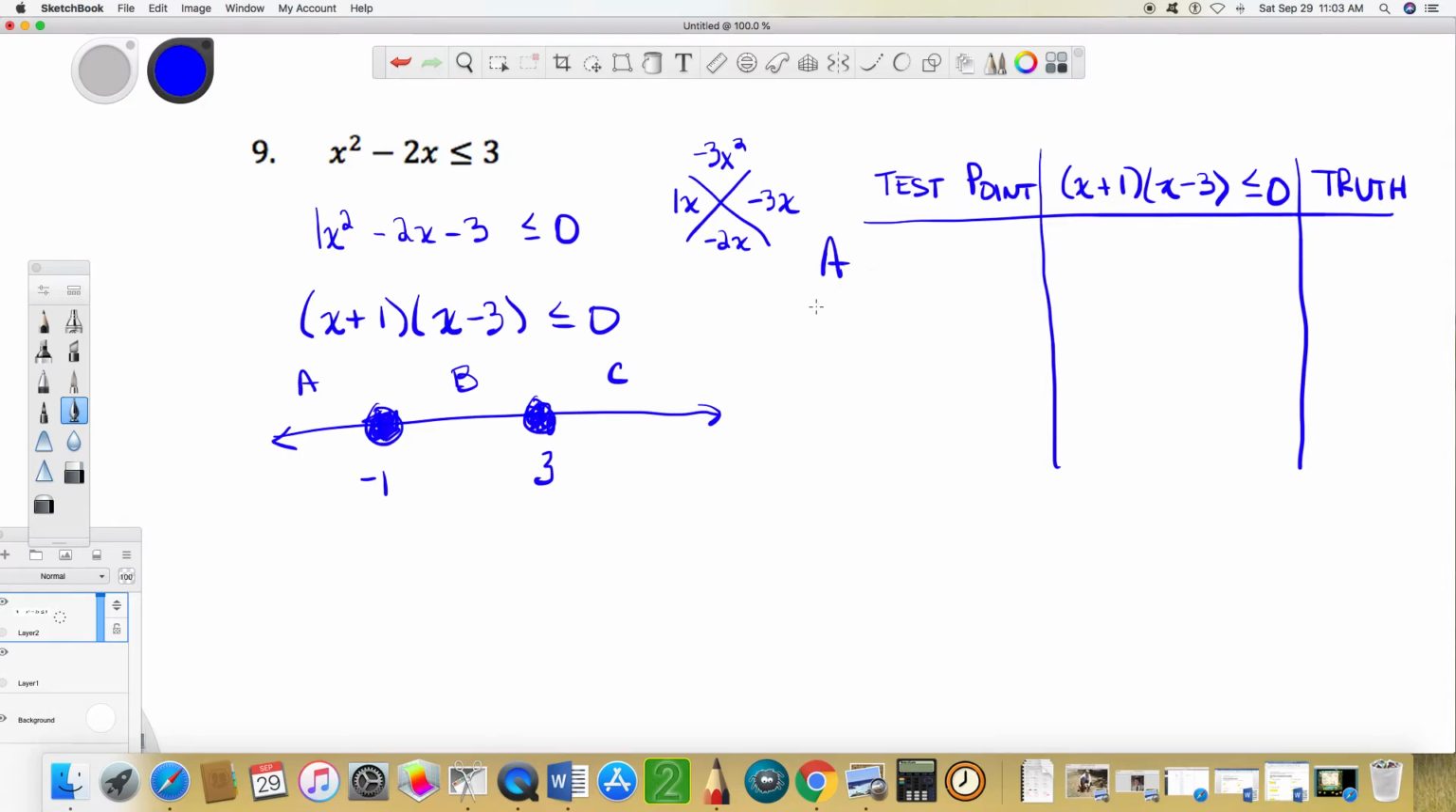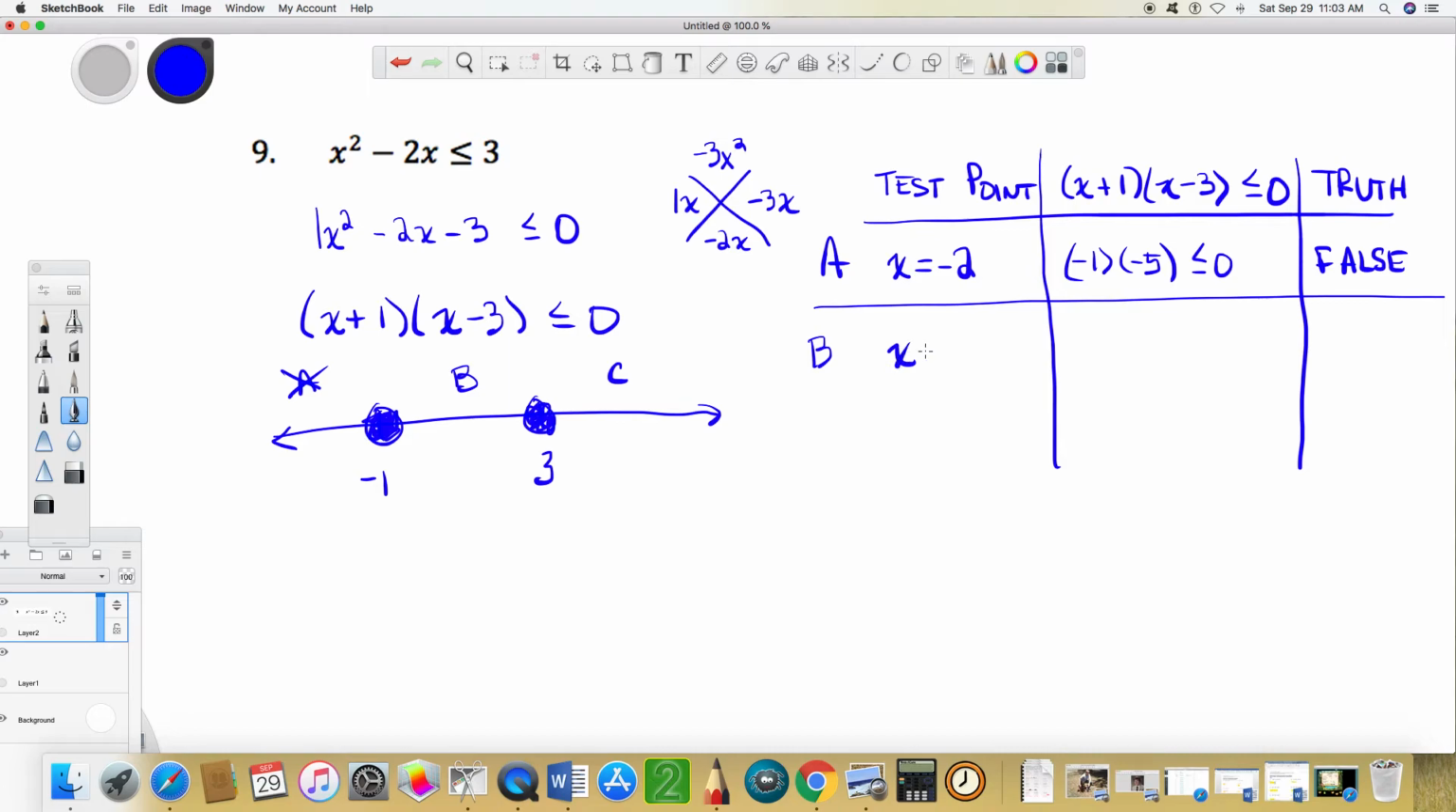So I need to pick a test point representative of region A, a number that's smaller than negative 1. That would be easy to do arithmetic on would be negative 2. Negative 2 plus 1 is a negative 1. Negative 2 minus 3 is a negative 5. Multiply those together, though, and you get positive 5. And positive 5 is not less than or equal to 0. That's a false statement. So I'm not going to include region A in my solution set.